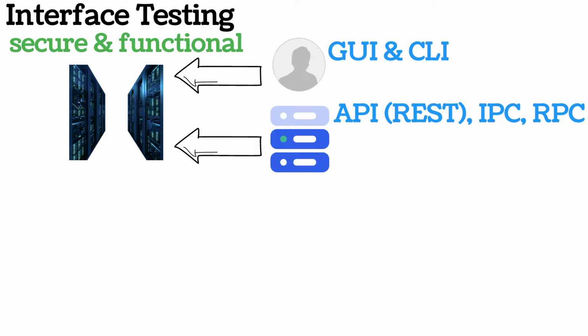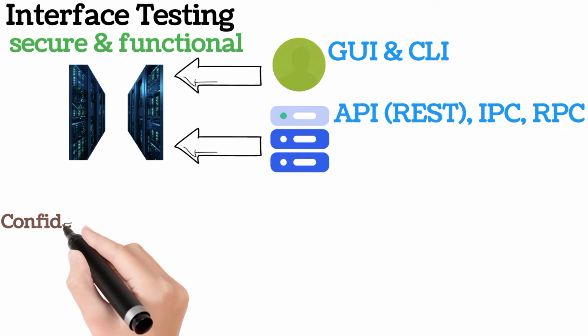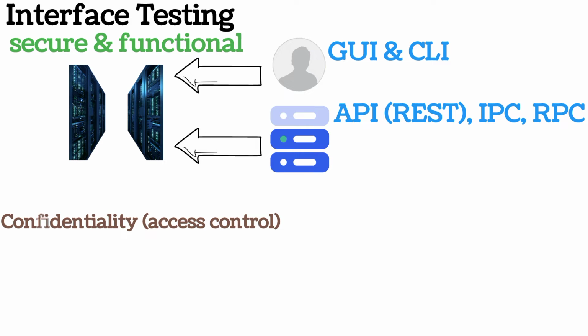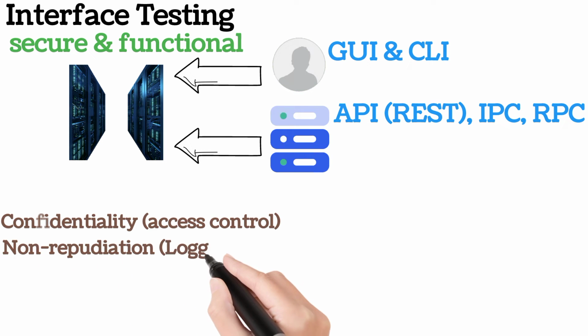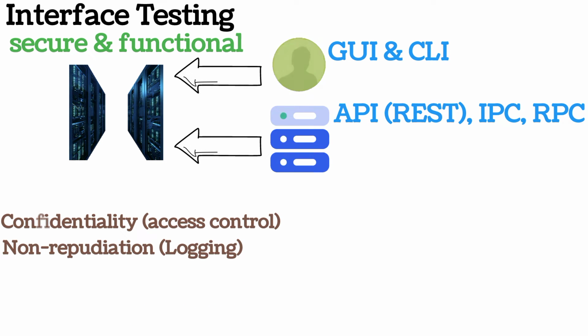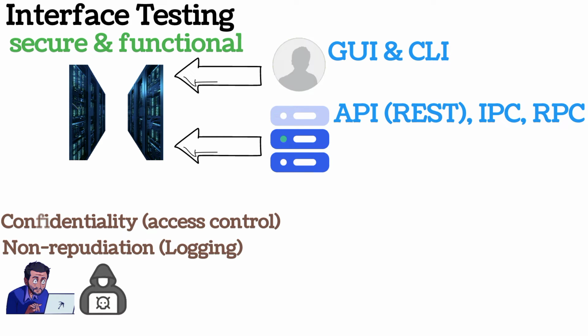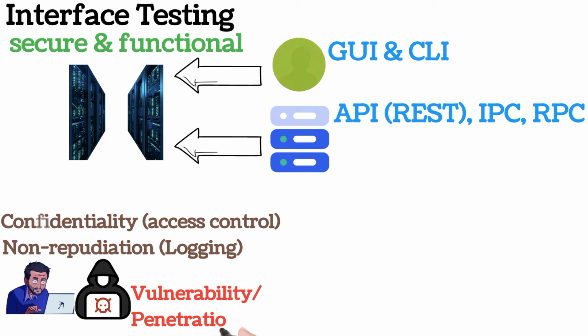So interface testing should include mainly the confidentiality requirements and also the non-repudiation requirements. So confidentiality is ensured by assessing the access control mechanism, and the non-repudiation is by assessing the logging of actions executed on a system. So this interface testing can be done by a developer, or it can be done by a security practitioner through vulnerability or penetration testing.